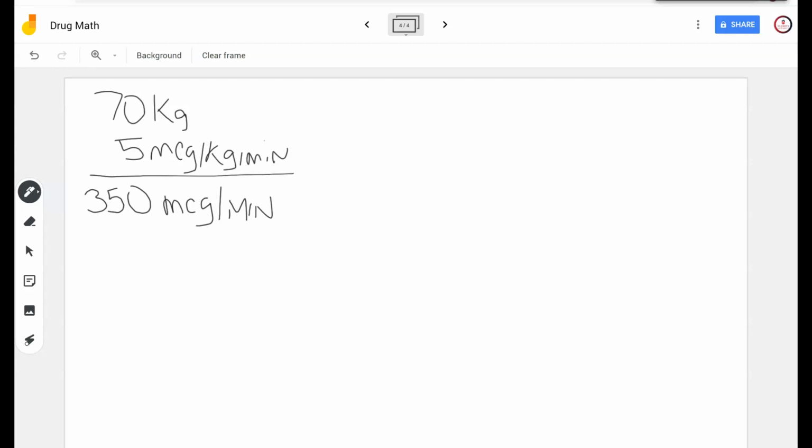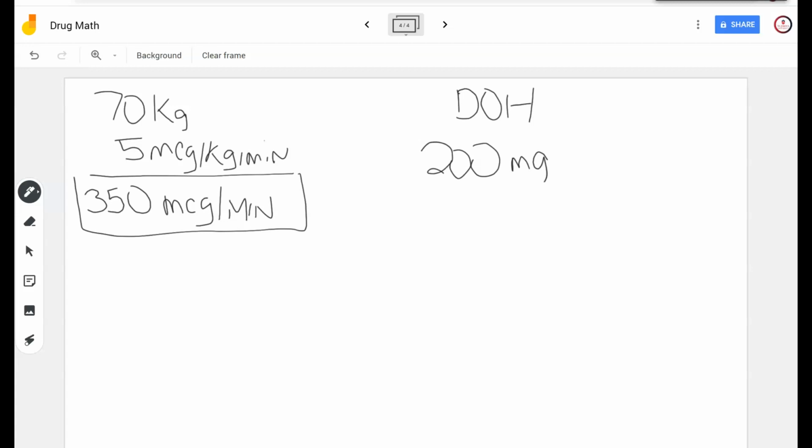Come on. There we go. So you're going to keep this number in your head, okay, as we find out what our dose on hand is. Right? So this is how much medication we have mixed up. So the question tells us that we are putting 200 milligrams of dopamine in a 250 milliliter bag.